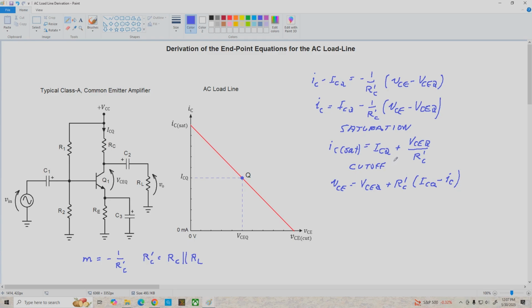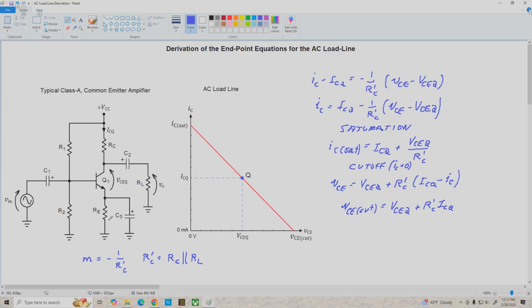And of course, in cutoff, IC equals 0. So we're going to just eliminate this term, and we get VCE cutoff equals VCEQ plus R prime C times ICQ. And there you go. Bob's your uncle. These are the derivations for the AC load line equations.